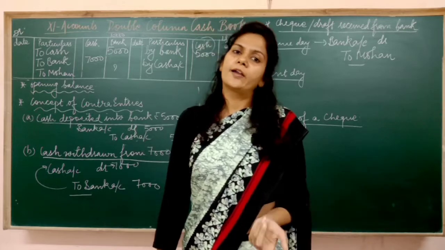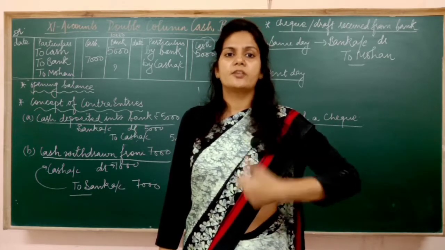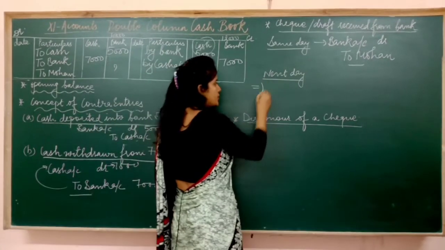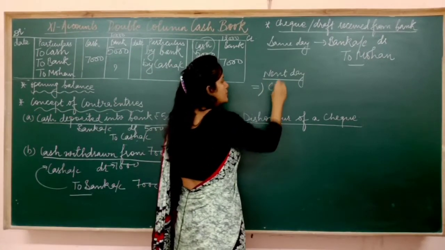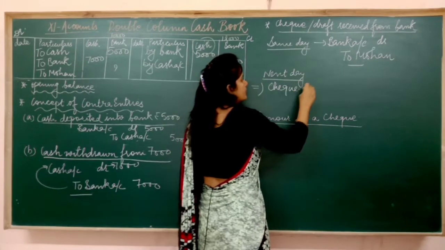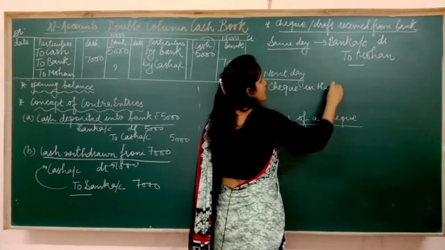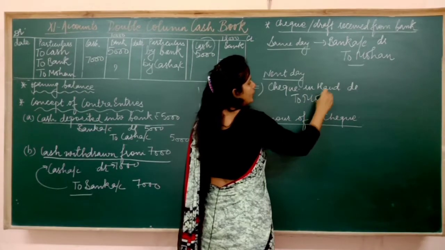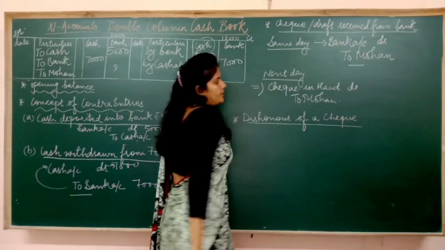Now it may also happen that Mohan has given the check to me today, but I have not deposited that check into the bank today. I have deposited that check into the bank the next day. So what am I going to do? If today I have received that check, then what entry will I pass? Checks in hand debited to Mohan. Mohan ने दिया, checks in hand.